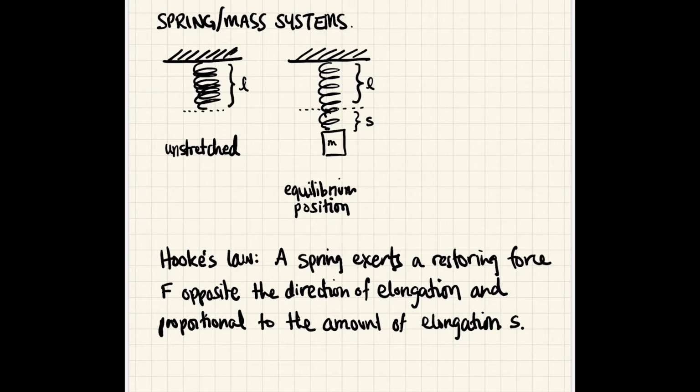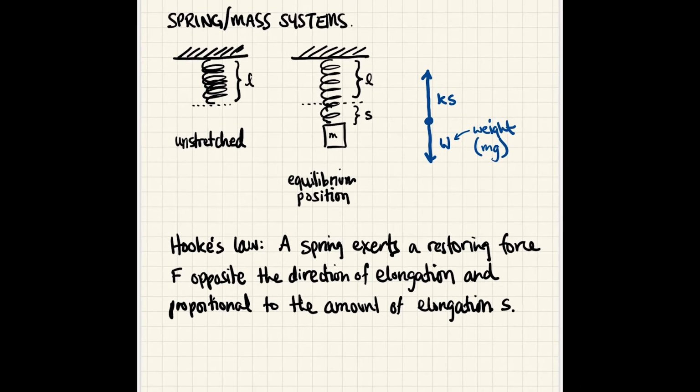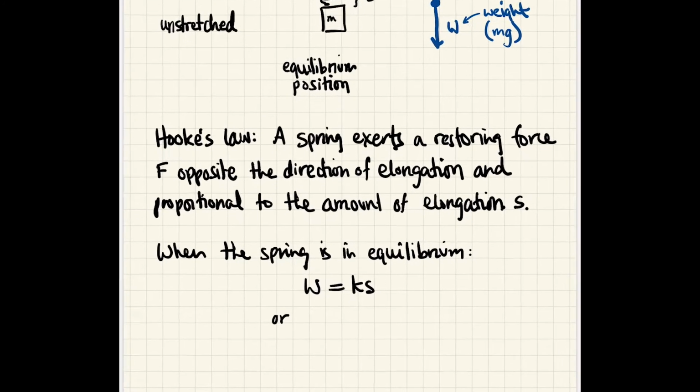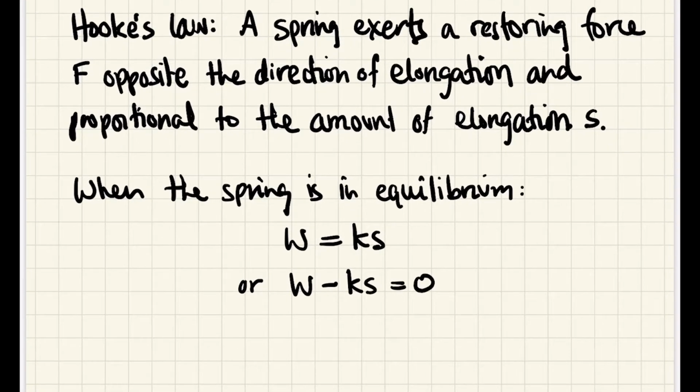So in this equilibrium position, the forces are perfectly balanced. We have the restoring force this way, which is proportional to the length S, so we'll call this Ks. And we have the weight of the mass, which we'll call W. Remember, W here is the weight, so that's really the mass times the acceleration due to gravity. So when the spring's in equilibrium, the weight is equal to Ks, or we could say weight minus Ks is equal to 0 as the sum of the forces. Or you could write this as mg minus Ks is equal to 0.